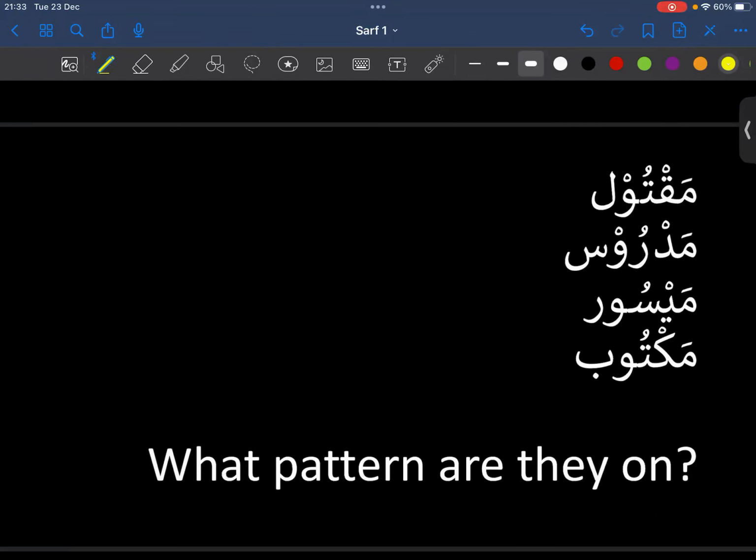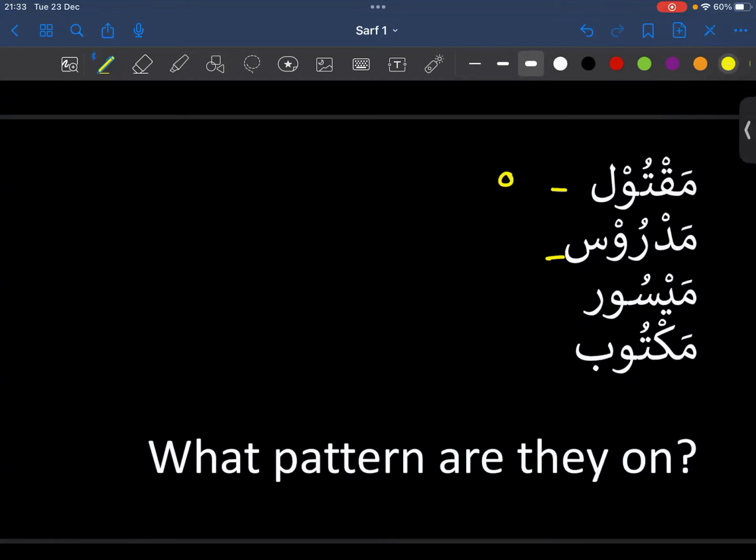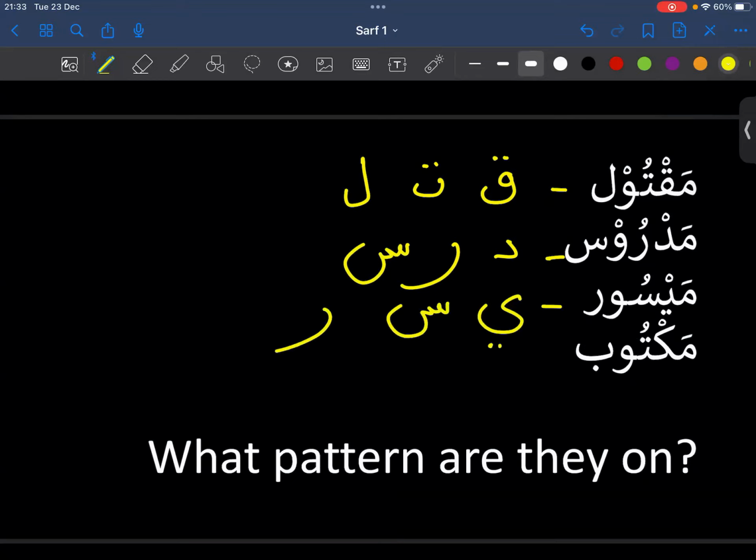And if you look on this slide, we can see other words on the same pattern of maf'ul. Maqtul, the root letters qaf, ta, and lam. Madrus, the root letters dal, ra, and sin. Maysur, the root letters ya, sin, and ra. Maktub, the root letters kaf, ta, and ba. They are all on the pattern of maf'ul if we were to apply the same procedure that we just did.